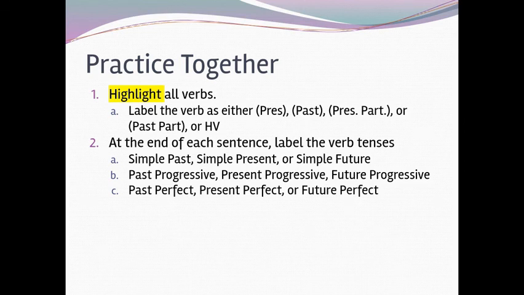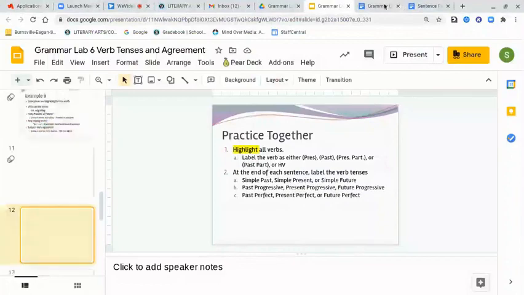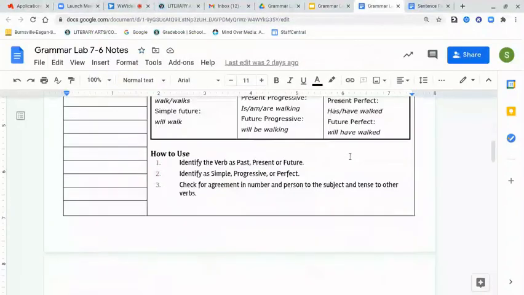For the practice together, we're just going to do the first one right now. We're going to highlight the verbs, label the verb as present, past, present participle, past participle, or HV. And at the end of the sentence, we're going to label those verb tenses. So let's take a look at that on your assignment.